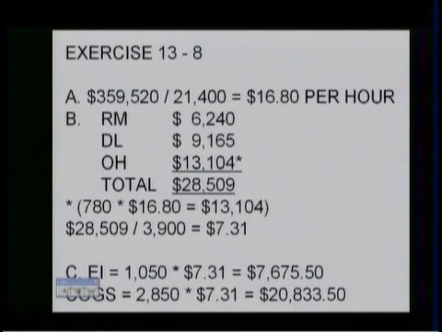If you add those 3 costs, labor, material, and overhead, you get the total cost of making a product. In this case, it's $28,509. That's for all the gloves. Now you've got to remember that they made 3,900 sets of gloves. These are pairs of gloves. So if you take that $28,509 and divide it by the 3,900 pairs of gloves they made, each pair of glove costs them $7.31 to make.